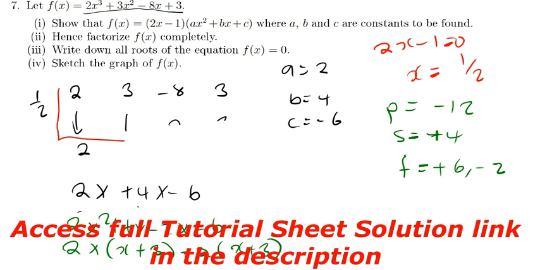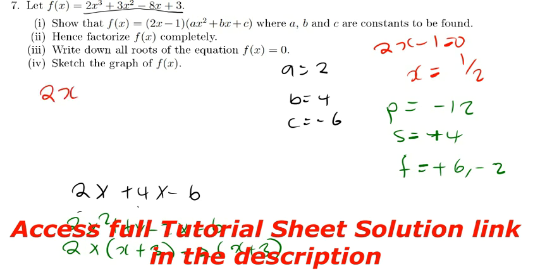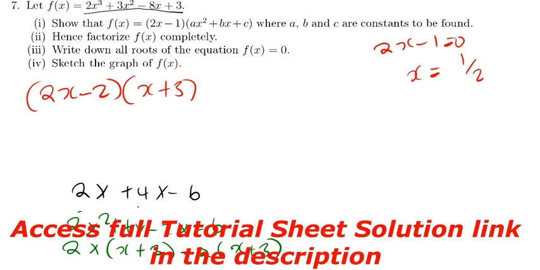So I can get rid of this now. I'll have 2x minus 2 and also x plus 3. We want to factorize completely. So the final answer, factorizing completely, after reaching this point, I need to add this, which is 2x minus 1. So I have factorized completely.